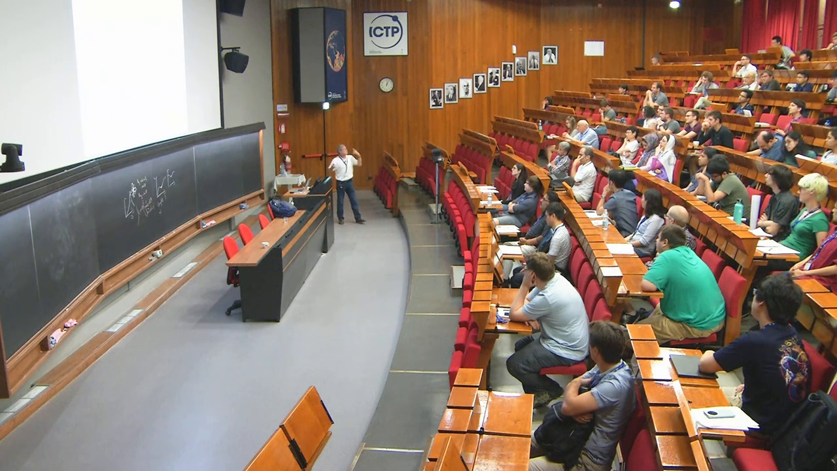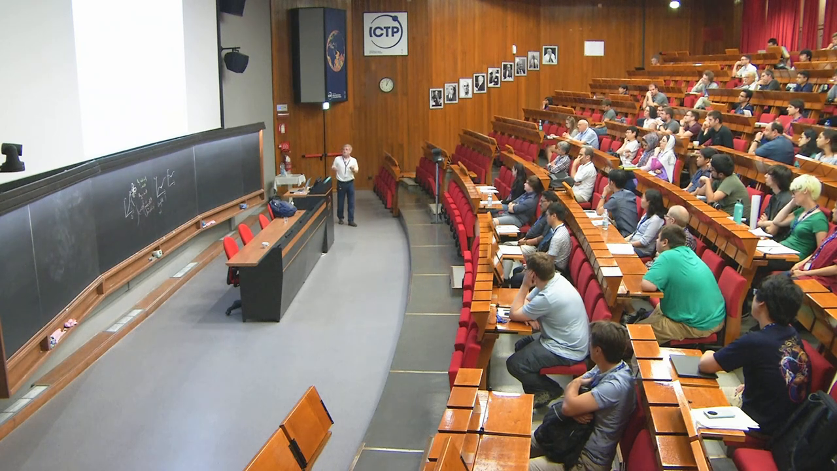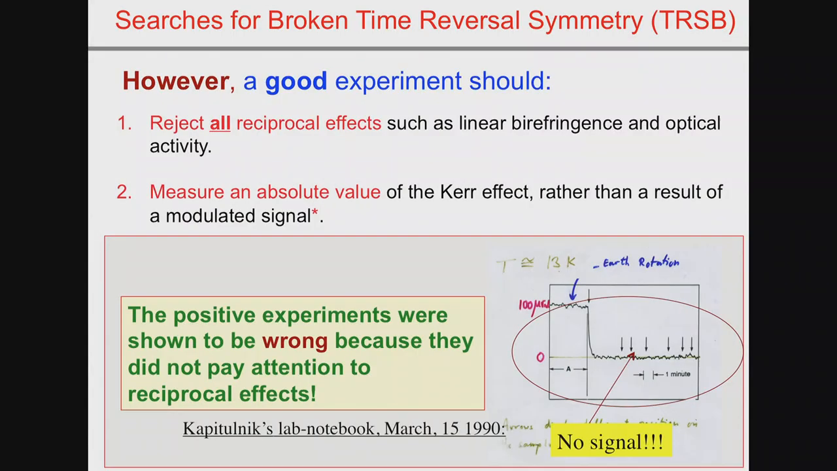And a gyroscope measures rotation. So I think this is the only experiment ever made in which an apparatus was calibrated using Earth rotation. This is the calibration of the apparatus that I'm going to discuss in the next lecture. It was calibrated using Earth rotation. It's at 100 microradian, precisely calibrated.